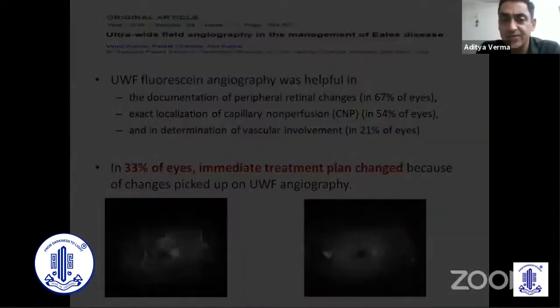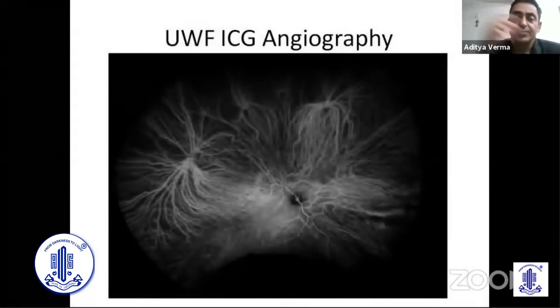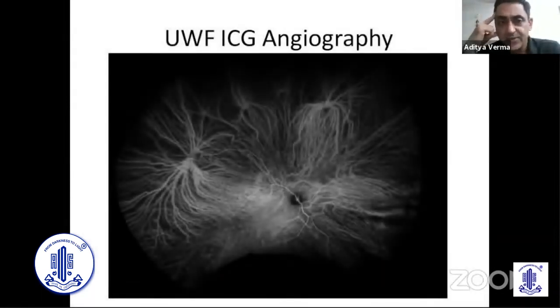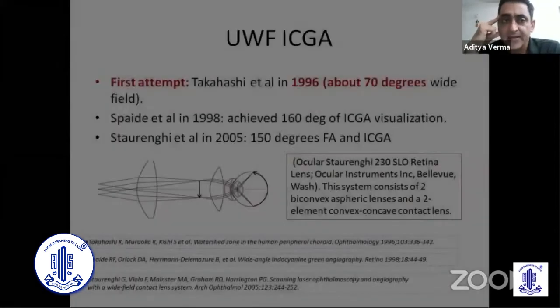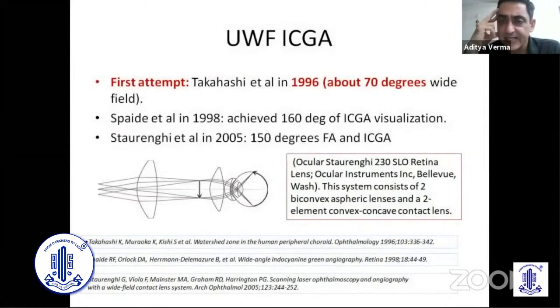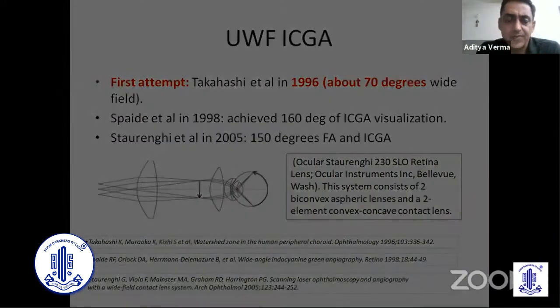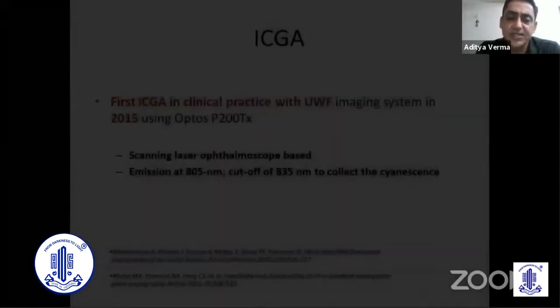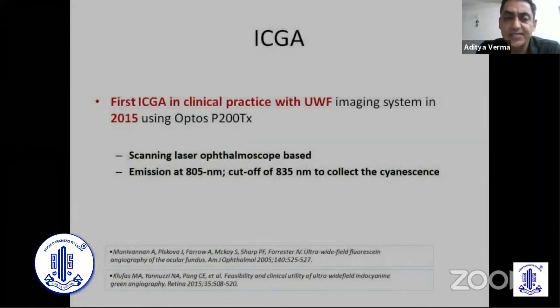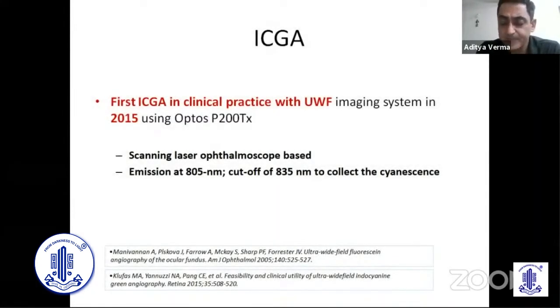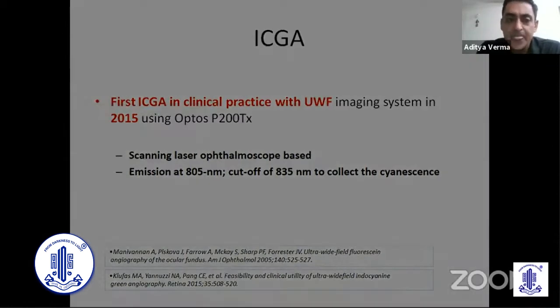Okay, a few slides about the ICG angiogram. This was first attempted by Takahashi et al. in 1996, who was able to get about 70 degrees of wide field, but recently in 2015, the first utility of the ultrawide field system in the ICG angiogram has been published, which was done using the Optos P200TX system.